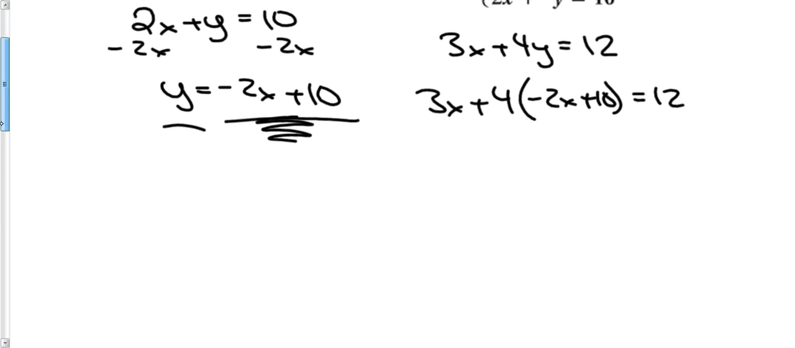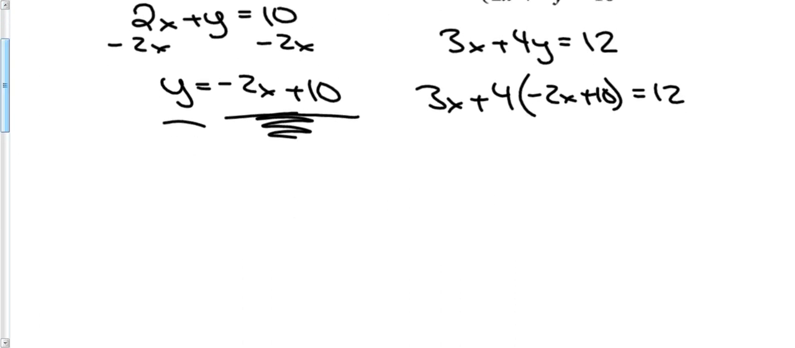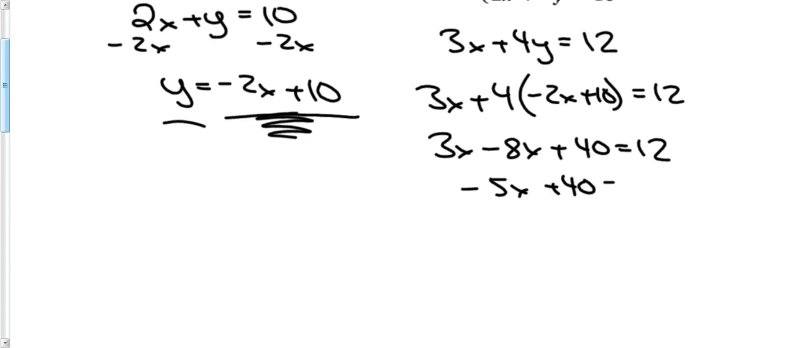Now I have an equation that has only x's in it. Now I can solve it. 3x, distribute the 4, minus 8x plus 40 is equal to 12. The 3x and the 8x are on the same side, so all I have to do is combine them. I got negative 5x plus 40 is equal to 12. Subtract 40 from both sides to get x by itself, and we get negative 5x is equal to negative 28.